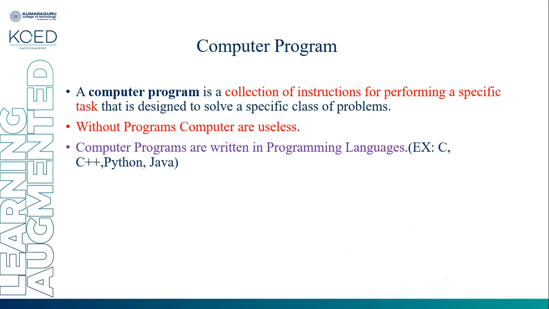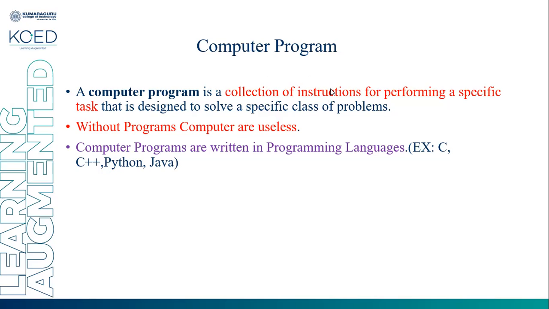A program is an instruction to the computer. Based on the instructions only, the computer will perform various operations. A computer program is a collection of instructions for performing a specific task, designed to solve a specific class of problem. For example, if you ask the computer to add 5 plus 3, the computer needs a program, which instructs the computer how to add two numbers. We give the data 5 plus 3, and by using a program it will add them and display the result as 8.